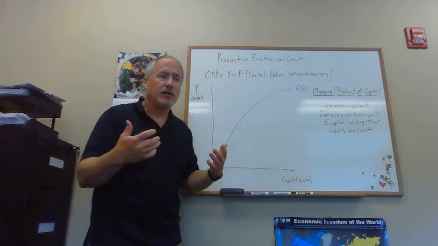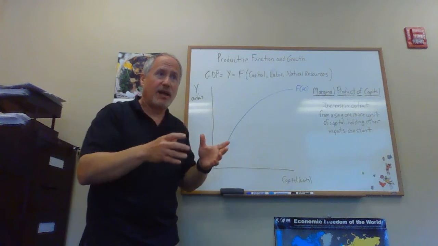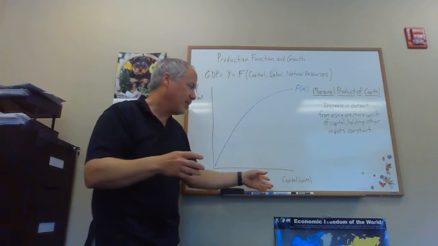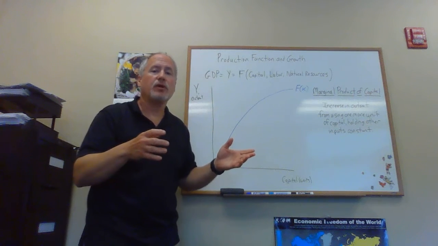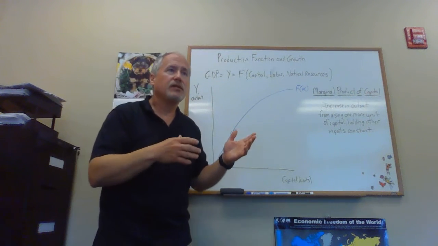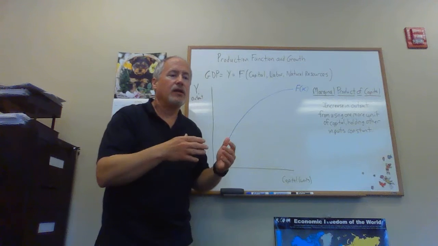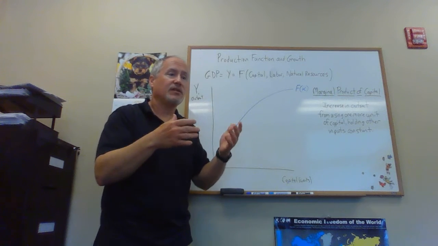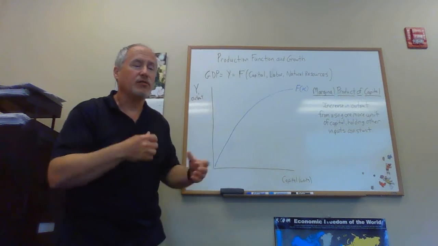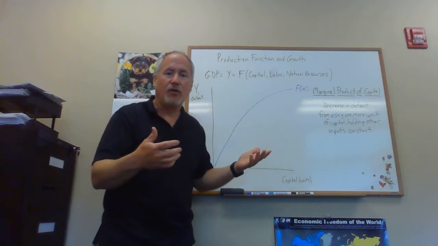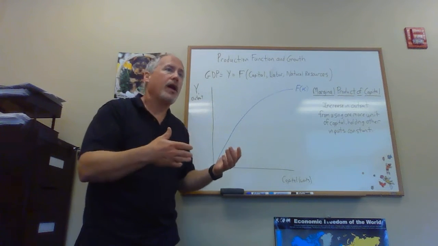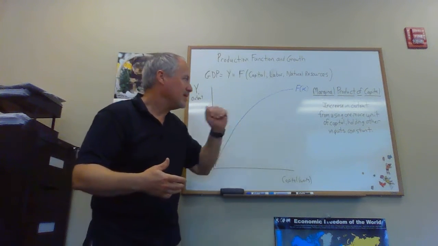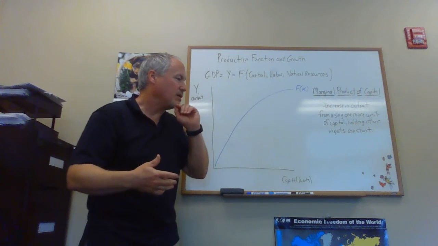If you have a ladder, that ladder would be a type of capital. Capital is any produced factor of production. The ladder is a unit of capital, and if you have a ladder, that allows you to get a lot more coconuts than if you have to try to climb the tree yourself. Okay, so a unit of capital will be productive.